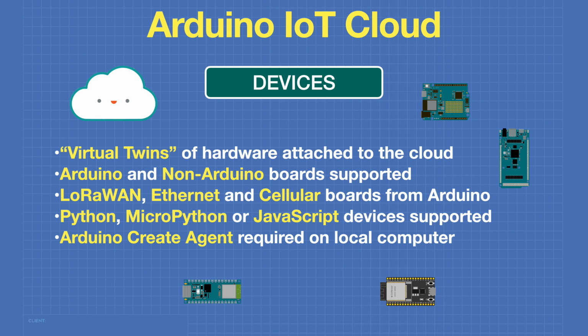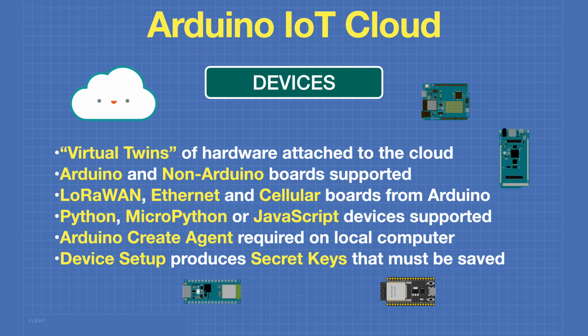In order to attach devices to the Arduino IoT Cloud, you'll need to install the Arduino Create Agent. It's a very simple program, and it's available for Linux, Mac, and Windows. All new devices attached to the cloud will be assigned some secret keys, and you'll need to save that. Arduino provides a very simple method for doing this.